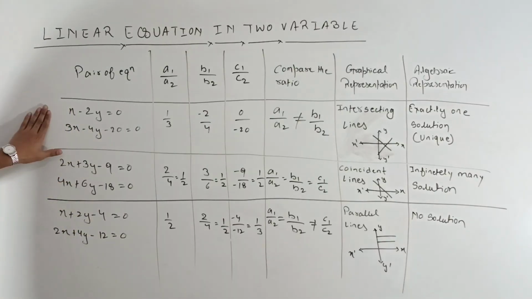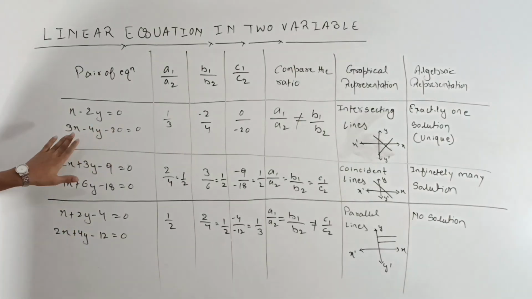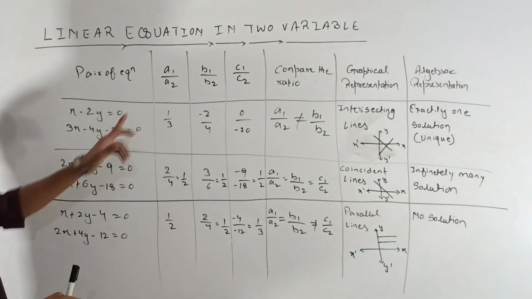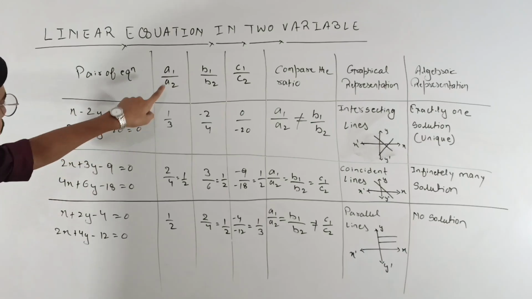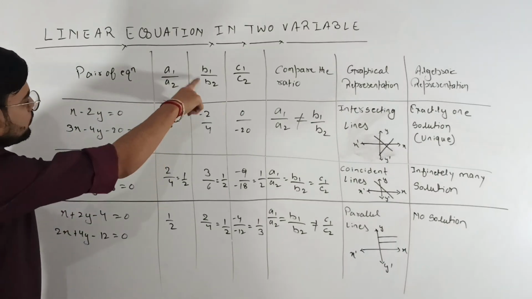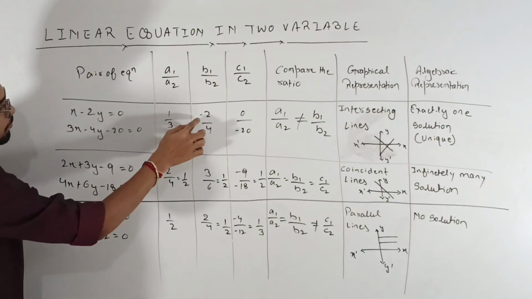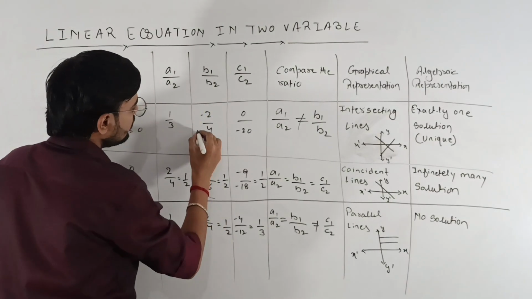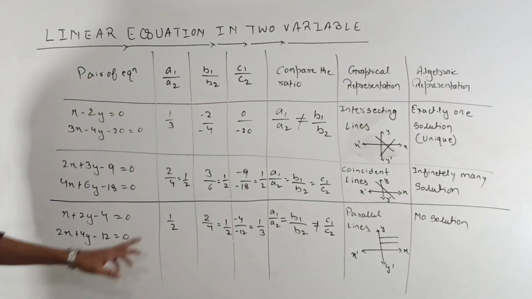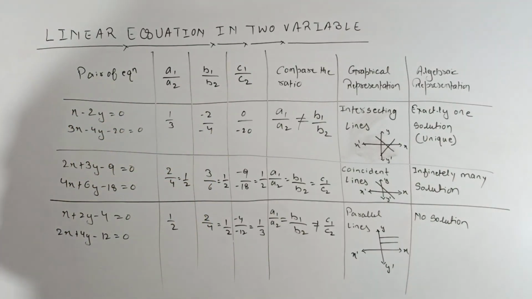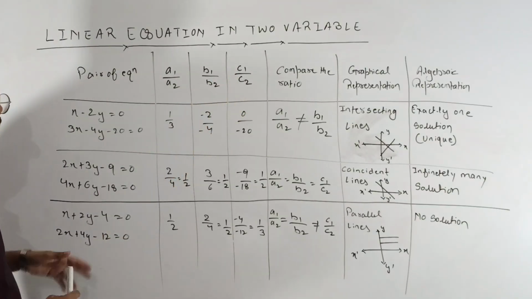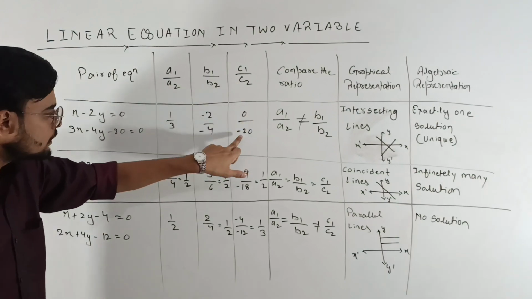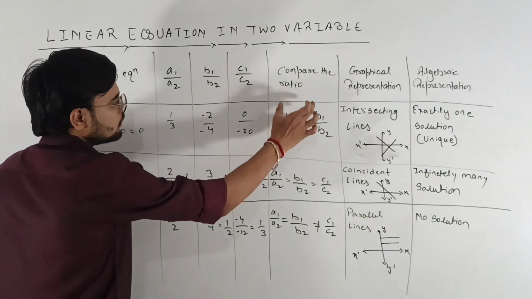Now see, our first pair is x minus 2y equal to 0 and 3x minus 4y minus 20 equal to 0. Now a1 and a2 for this pair: a1 is 1 and a2 is 3, so a1 upon a2 is 1 upon 3. Now b1 is minus 2 and b2 is minus 4, so b1 upon b2 is minus 2 upon minus 4. Now c1 is 0 and c2 is minus 20, so c1 upon c2 is 0 upon 20.